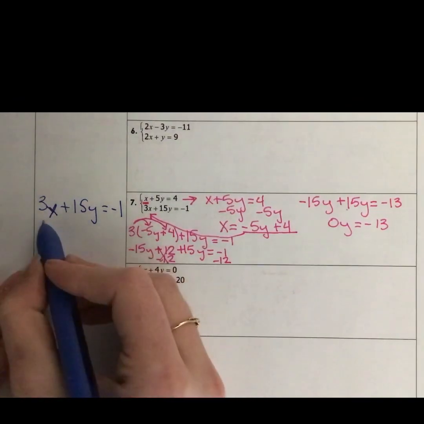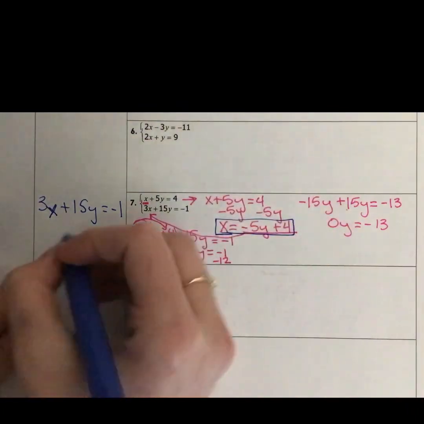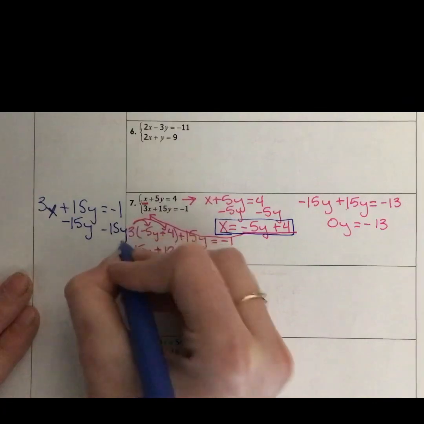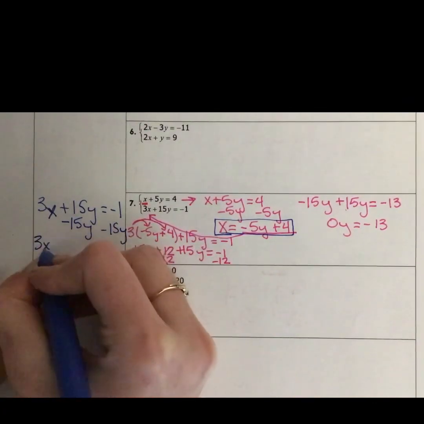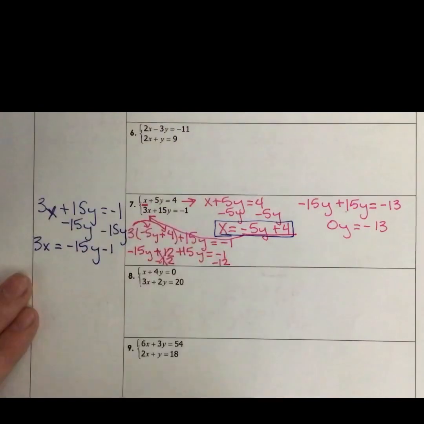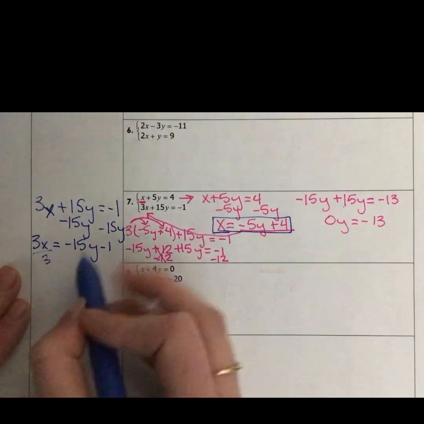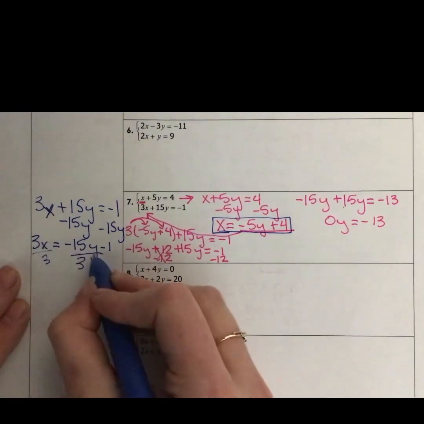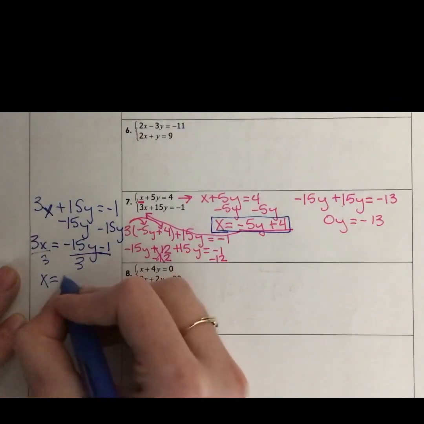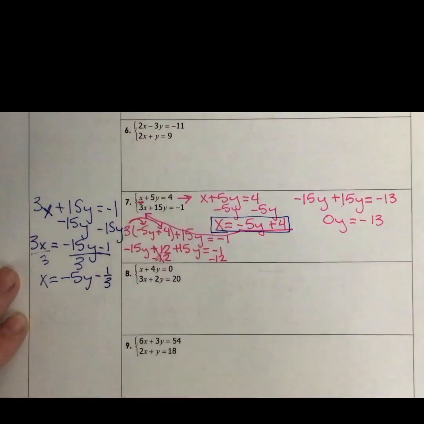Well, if I want x to be by itself, just like I had over here, then I want to subtract y to the other side. So minus 15y to both sides. So now I have 3x equals negative 15y minus 1. But I don't want 3 x's, I want just 1. So I need to divide both sides by 3, which gives me x equals negative 5y minus 1/3.